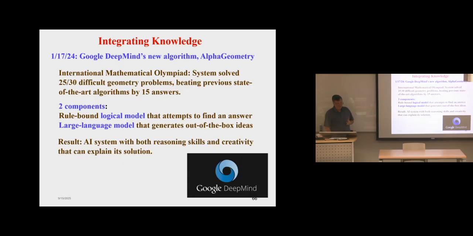Who picks this up are the systems like Khan Academy. Okay, the learning systems will pick up this technology. This particular model had two parts. It had a logical model. It tried to find an answer traditionally, conventionally, and it had a large language model like GPT or Claude, and it generated out-of-the-box ideas. And it married up reasoning skills and creativity, being out-of-the-box ideas, to explain it.